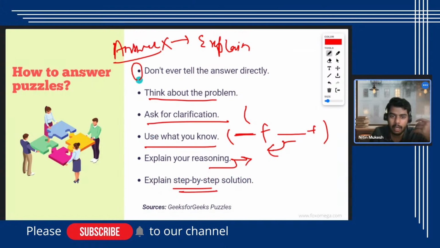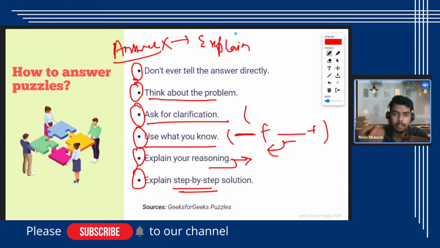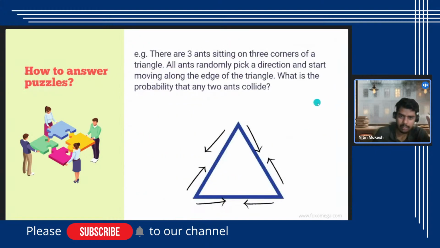So if you use these particular steps to explain your puzzles, then you are going to give a very good impression of yourself in front of the interviewer. That is what is required from you. So just try to explain everything very clearly, and use these puzzles to prepare some puzzles in advance. That will actually help you to understand those things.